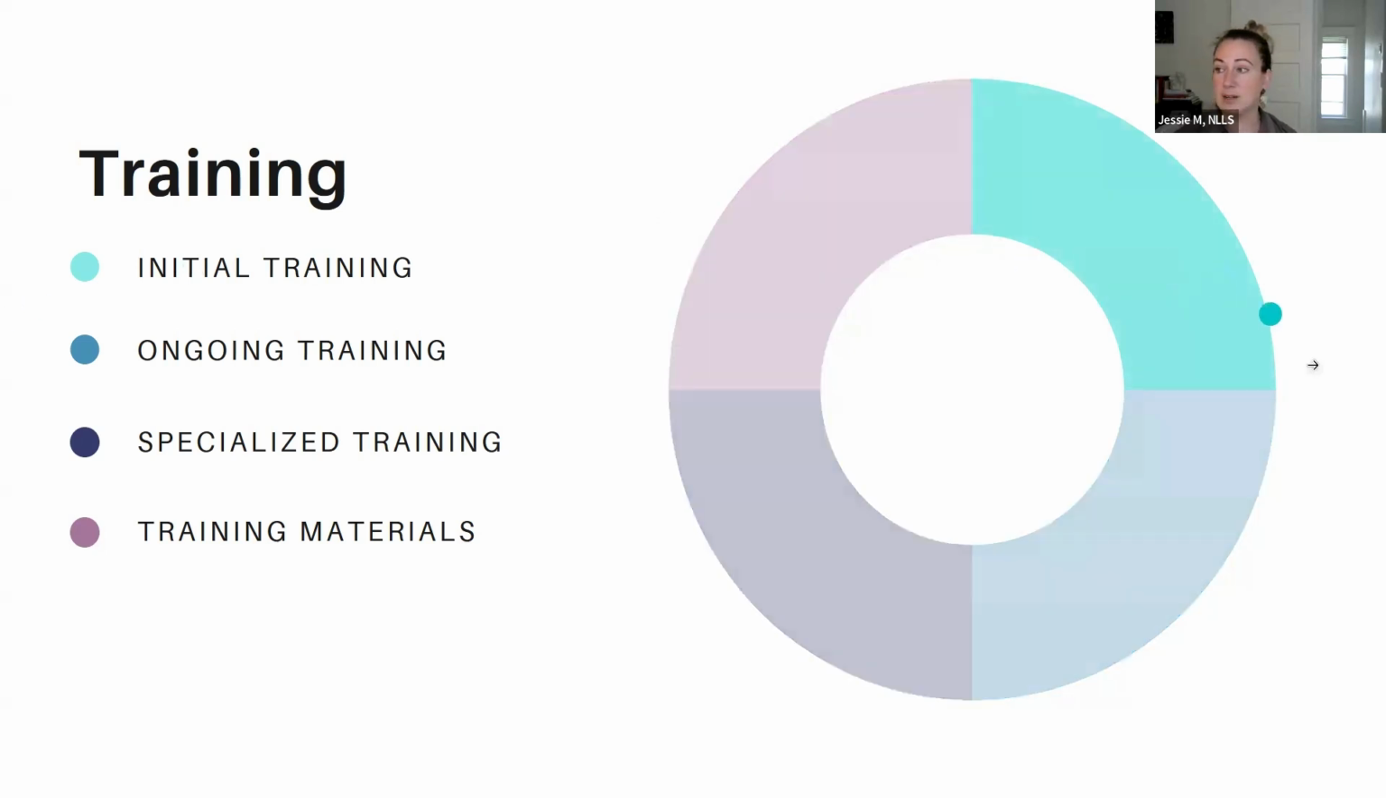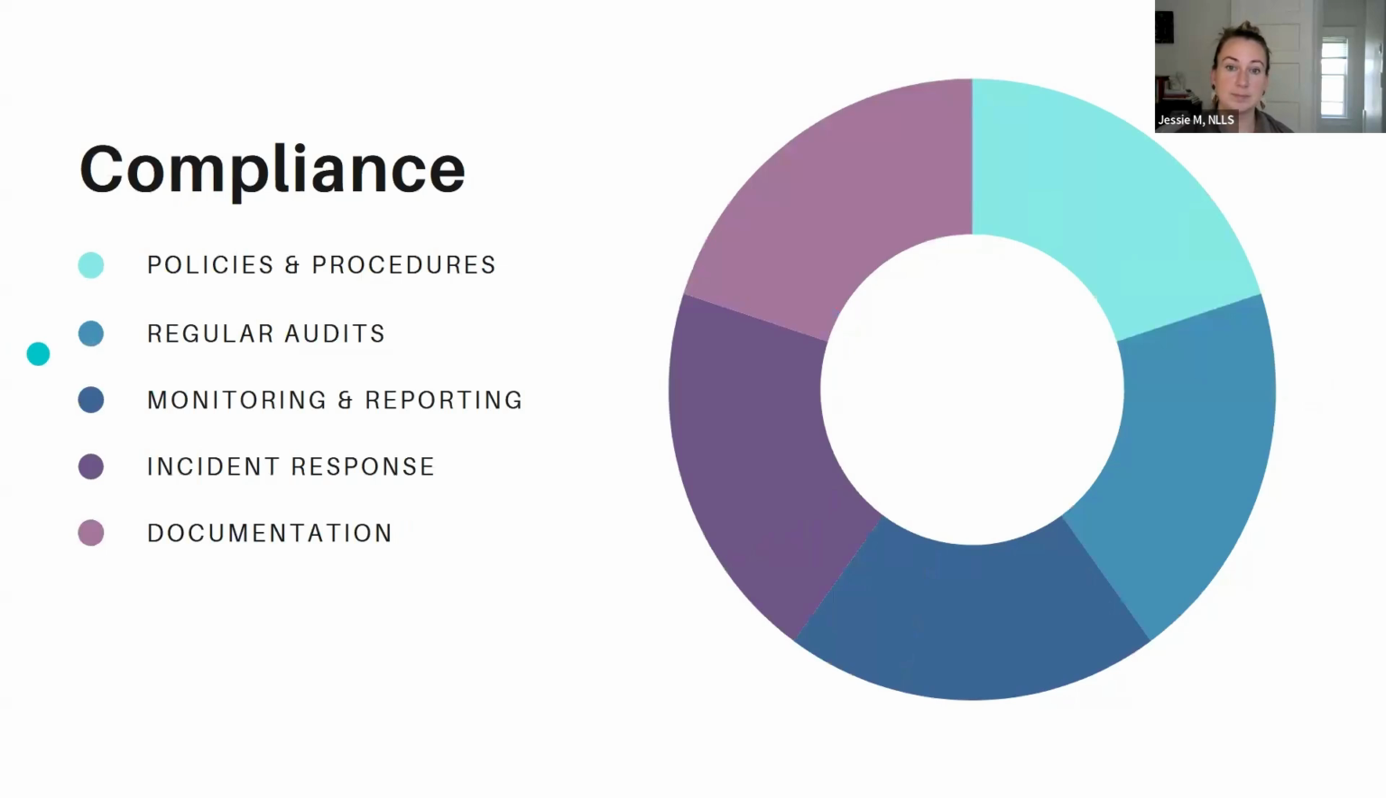Okay, and then finally, we have compliance. We'll start with policies and procedures: developing and maintaining clear policies and procedures for FOIP compliance, including how to handle access requests, protect personal information, and manage records. For example, the library should have detailed FOIP policies, including step-by-step procedures for processing access requests and guidelines to protect personal information. And then there are regular audits.